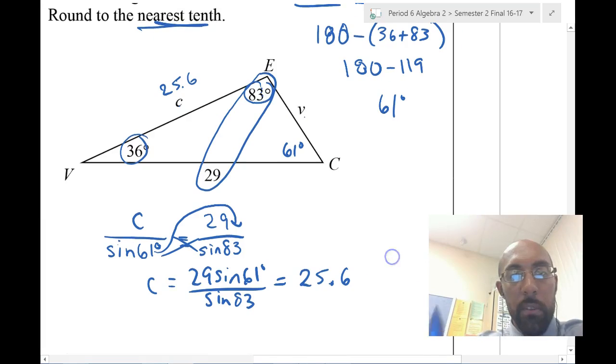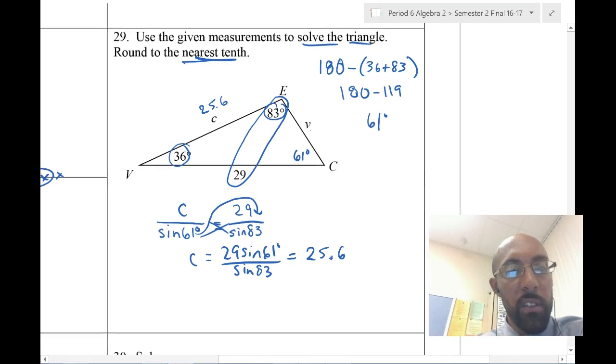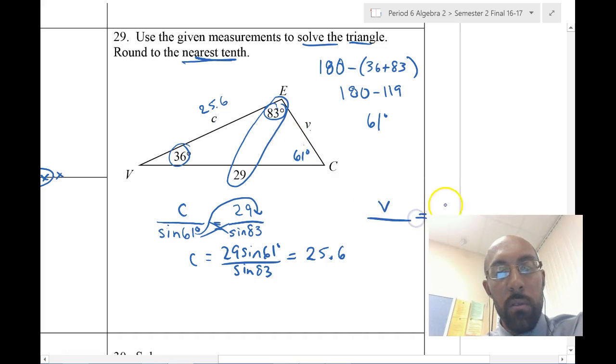So basically, we set up the same ratio. Why don't you go ahead and try to do that on your own? Try to set up the ratio the same way. Remember, V goes on top, equal to the one that we know. So I'll go ahead and let you try to do that.